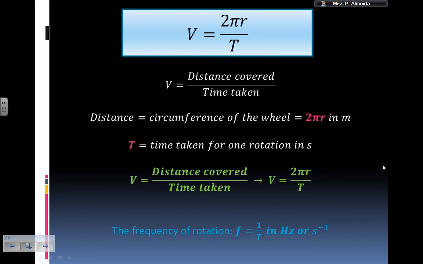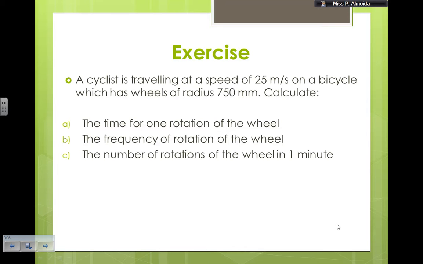Now, I can also talk about the frequency of my rotations. If I do so, I use the symbol f, and f is going to be 1 over T, where T is the time taken for one rotation in seconds. That means that my frequency is going to go in hertz or in seconds to the minus 1.